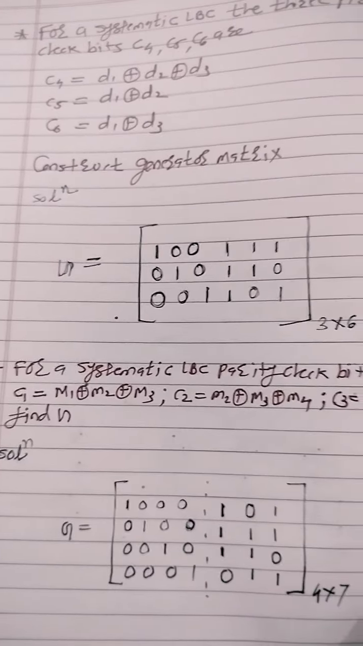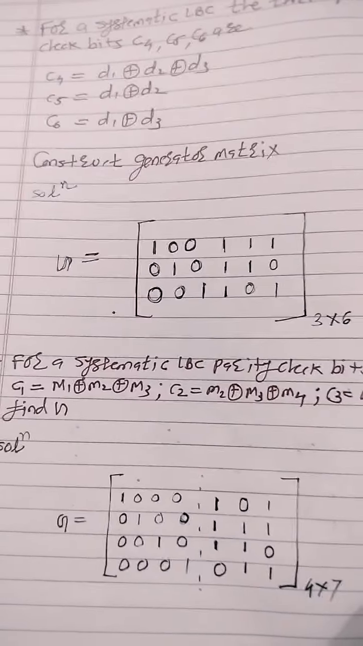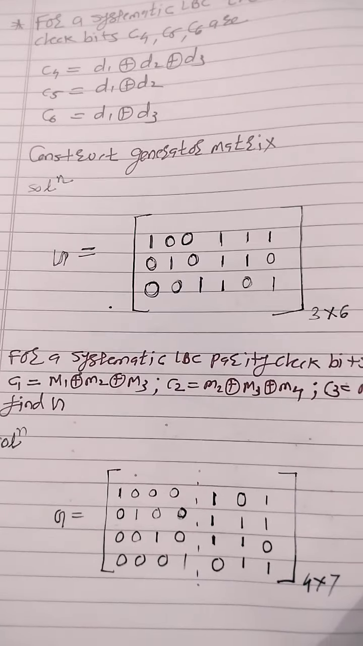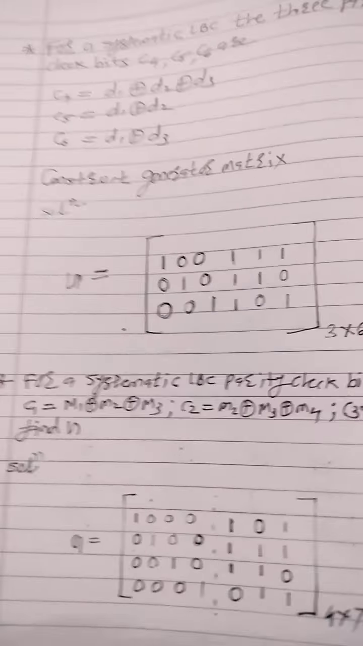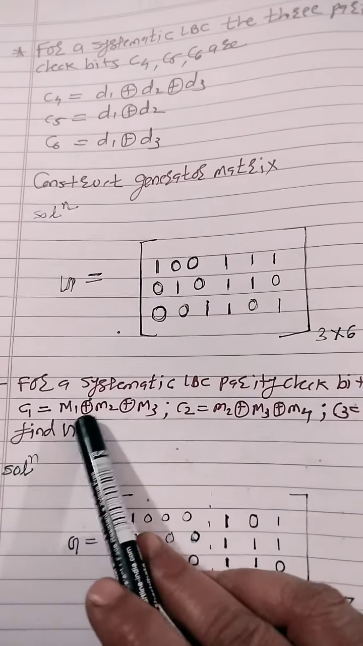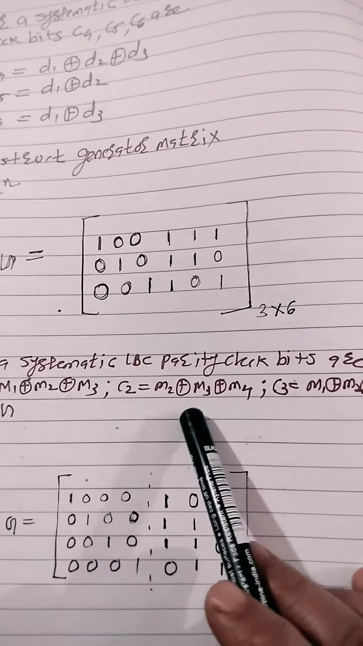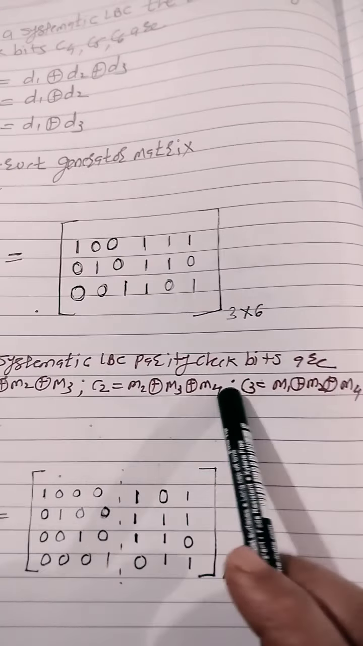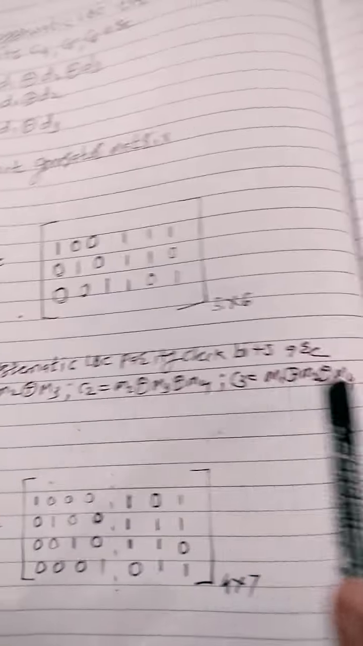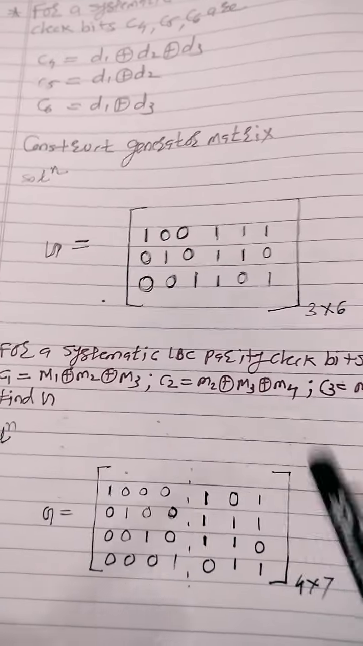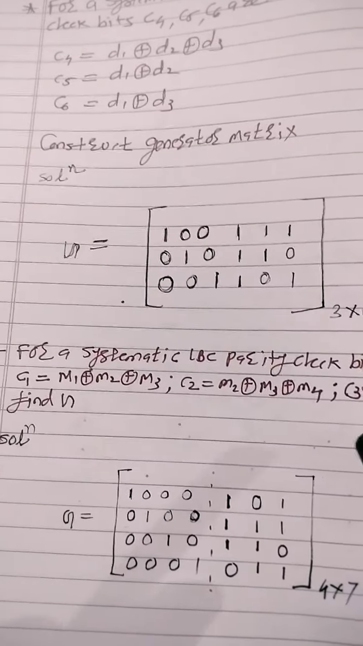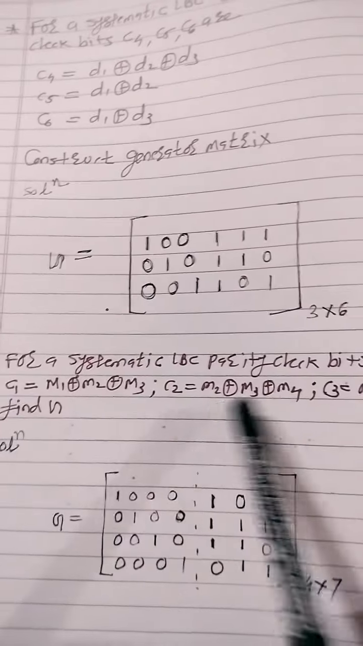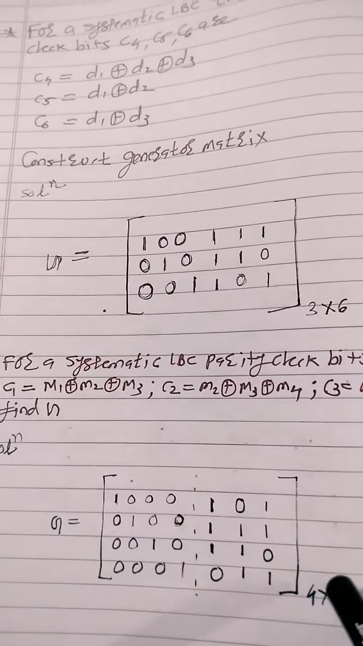So let us see a second example on formation of the generator matrix or parity block when the parity bit equations are given. Here C1 is given as M1 M2 M3, C2 is M2 M3 M4, C3 is M1 M2 M4. Here you can observe that there is M1 also M4. That means it is a (7,4), that means the message has 4 bits. So it is a (7,4) and parity bits are 3. So it is a (7,4) LBC.